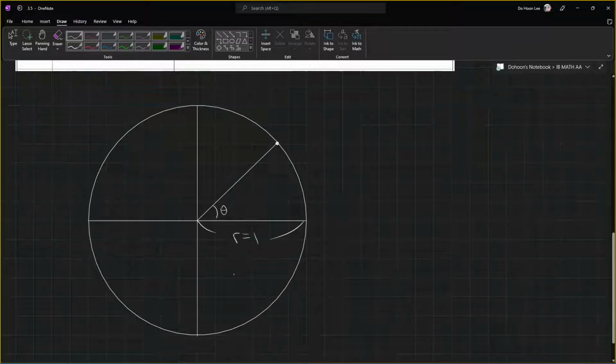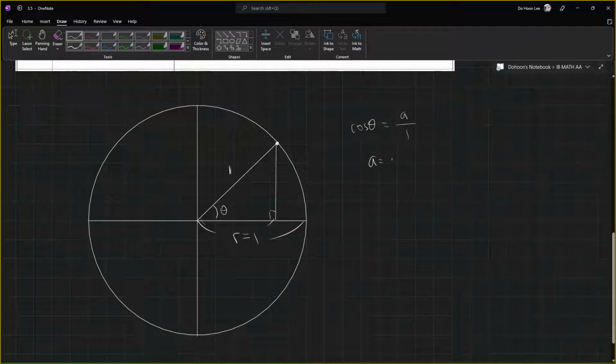We know that we can construct a triangle from the origin to the point. We can use the trig ratios to find the adjacent and opposite. So knowing that the hypotenuse is 1, we can find the adjacent part, where cosine theta would be adjacent over 1.